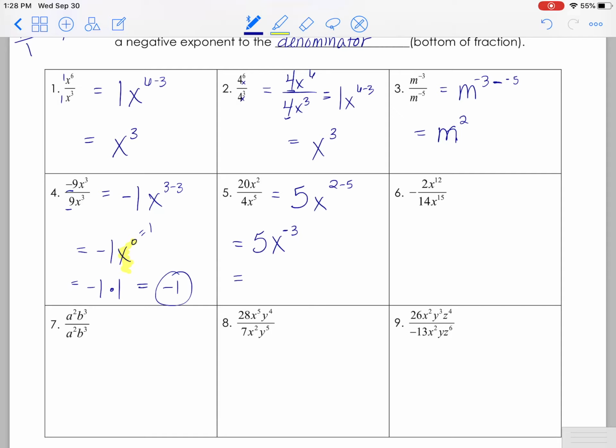So I'm going to keep the 5 where it is, and I'm going to bring down my x, and I'm going to make my exponent positive. So this becomes my final answer, and I have no more negative exponents. Okay?